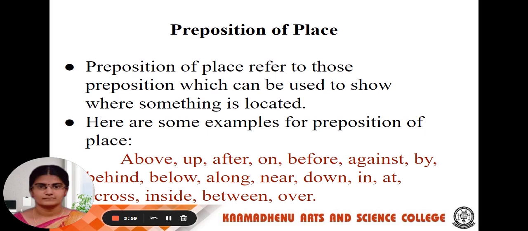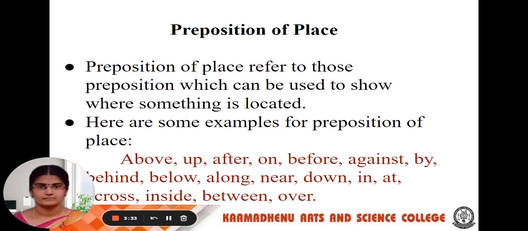Prepositions of place refer to those prepositions which can be used to show where something is located. Place refers to a location, so it refers to where it is located. At the place we use prepositions of place. Here are some examples for prepositions of place. So, what are the prepositions we use for place?